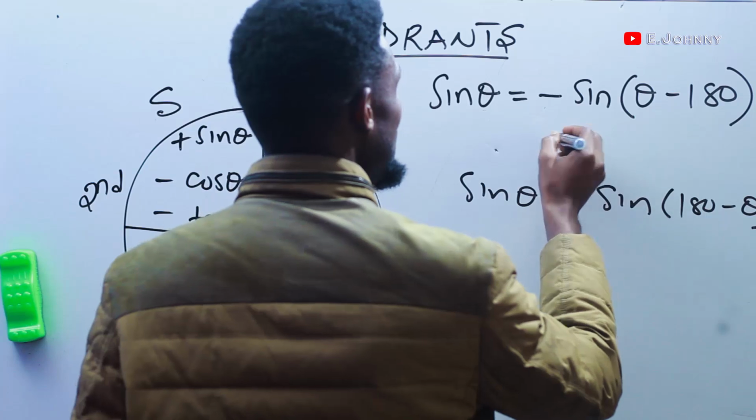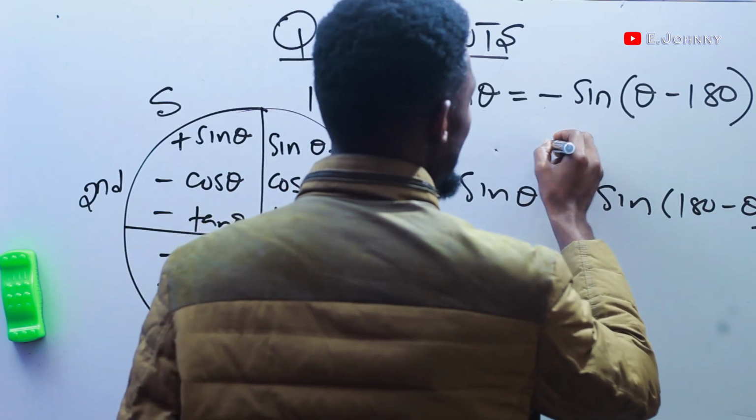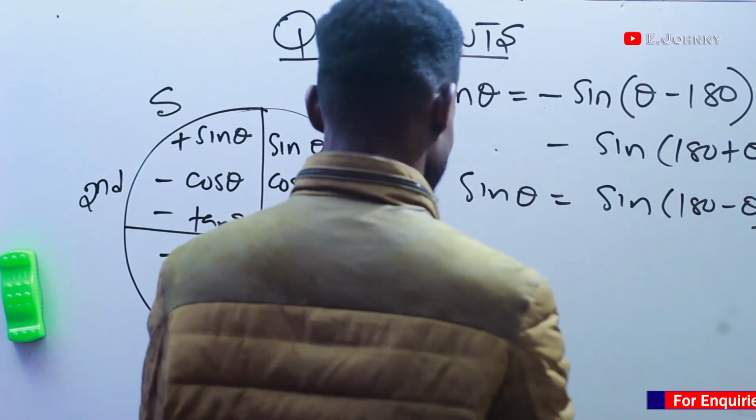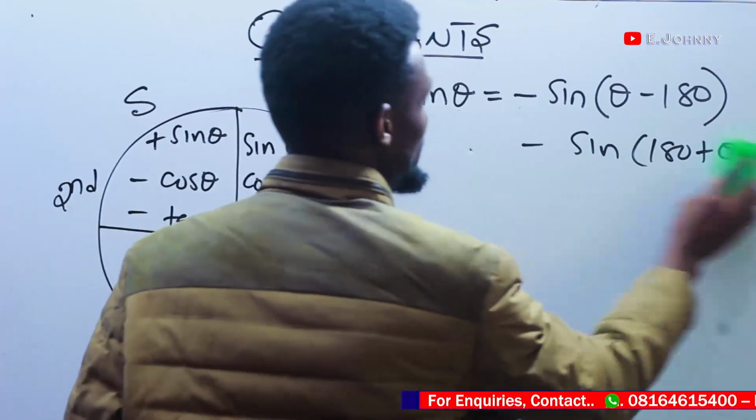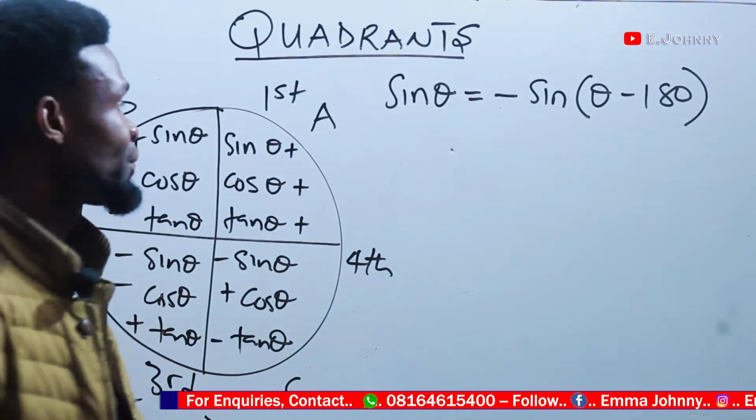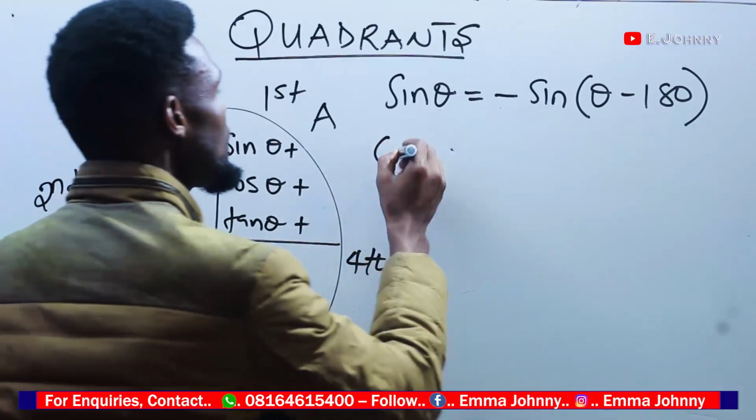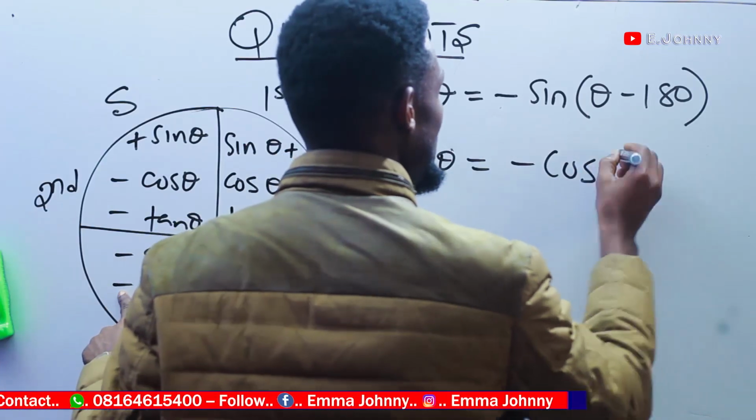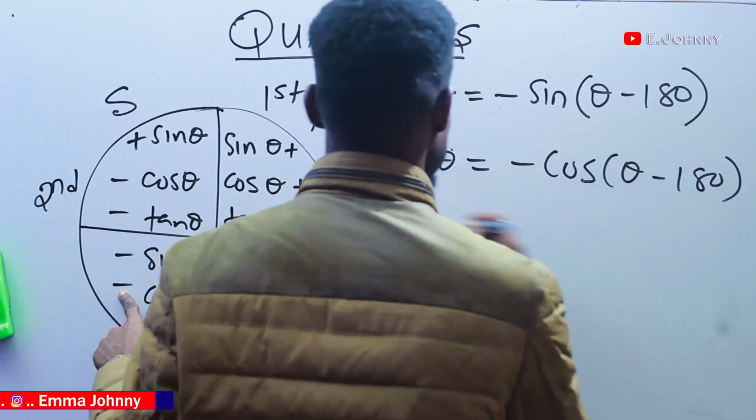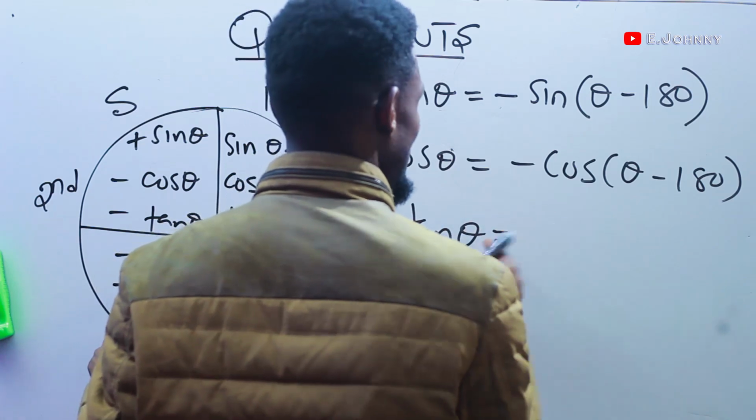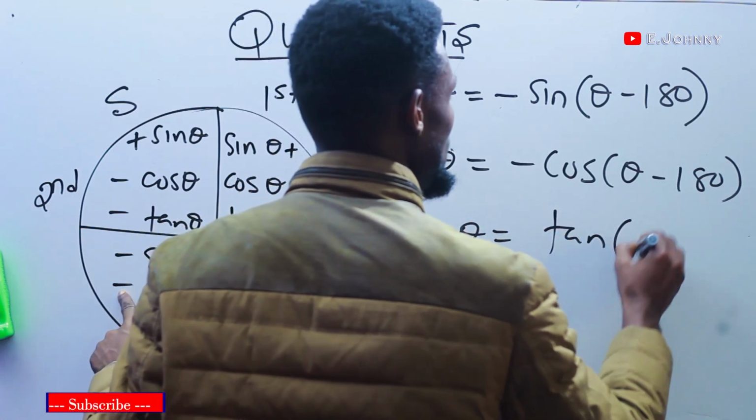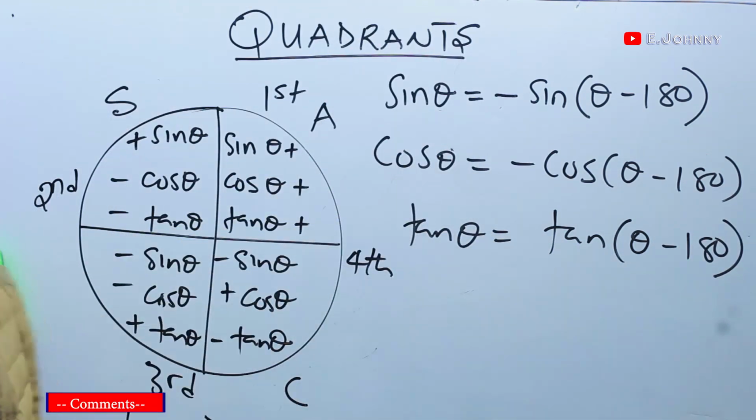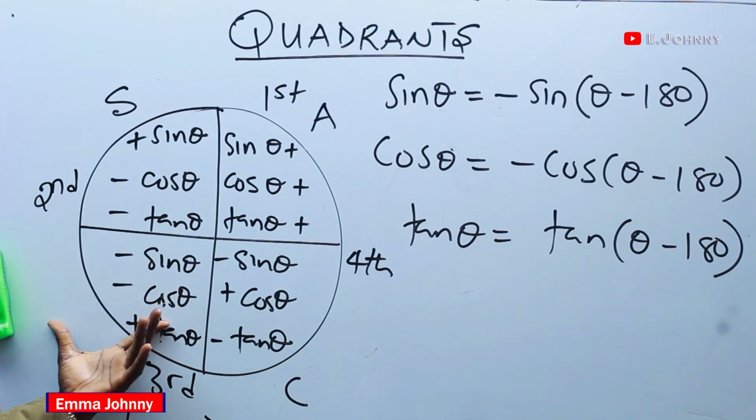Or we can use minus sine of (180 plus theta). I'll show us how to use that. For now, let's focus on the first one. So that is sine theta. Cos theta is negative, so you have minus cos of (theta minus 180). And then tan theta is positive, which is tan of (theta minus 180). So these are the identities we need to know in the third quadrant.